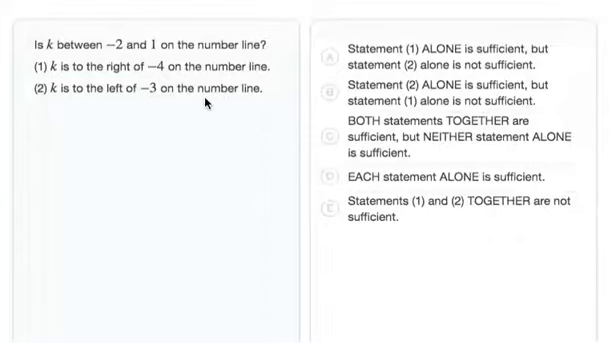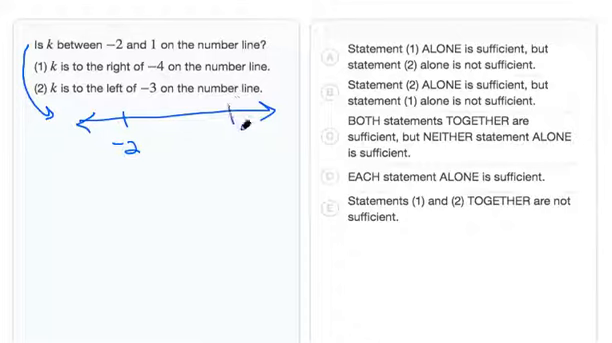The best way, before we dive into each statement, is to draw a number line and get a visual of what we're actually asked. From the question, we're trying to tell on a number line, is k somewhere between -2 and 1? So we would need, is k somewhere in here? As we work through our statements, we're looking for a yes or a no. We can say, yes, k is between -2 and 1, or no, k is not between -2 and 1. And if we can find a definitive answer, then the statements would be sufficient. So let's dive into statement 1.